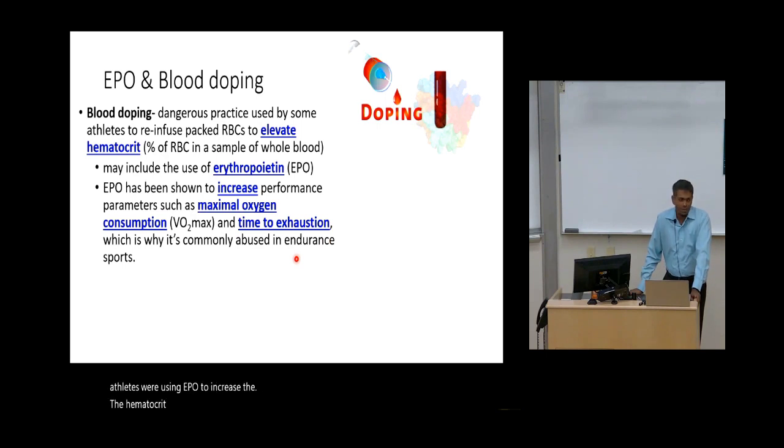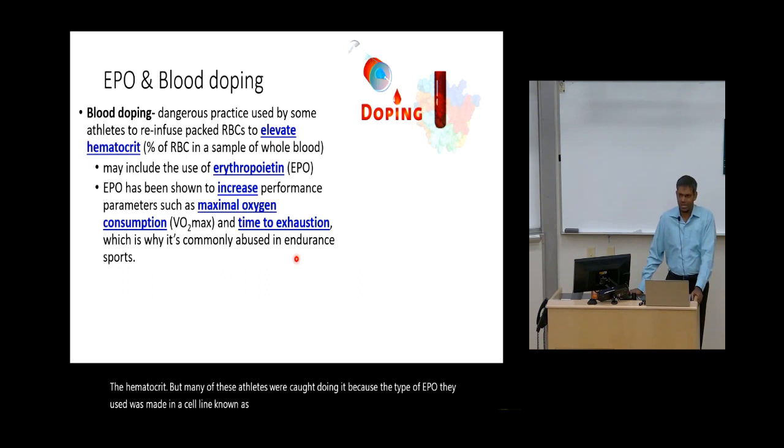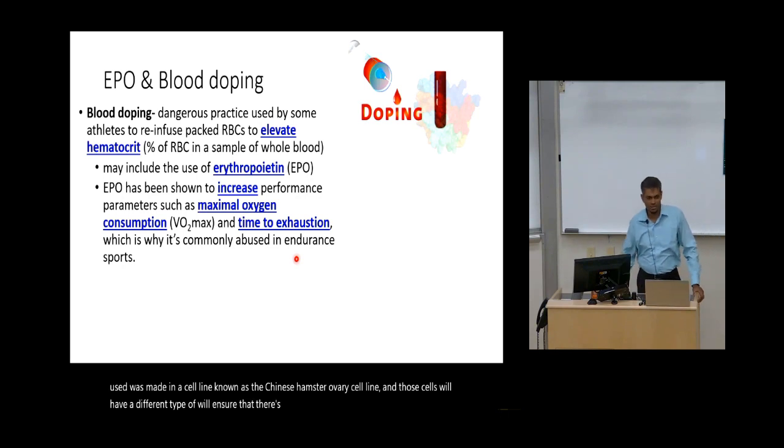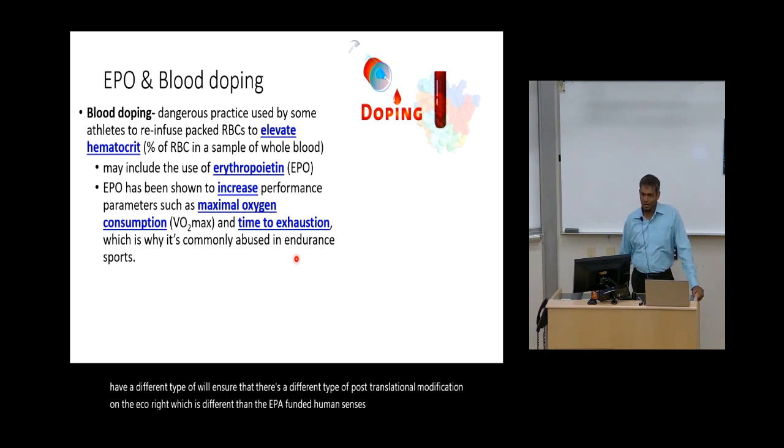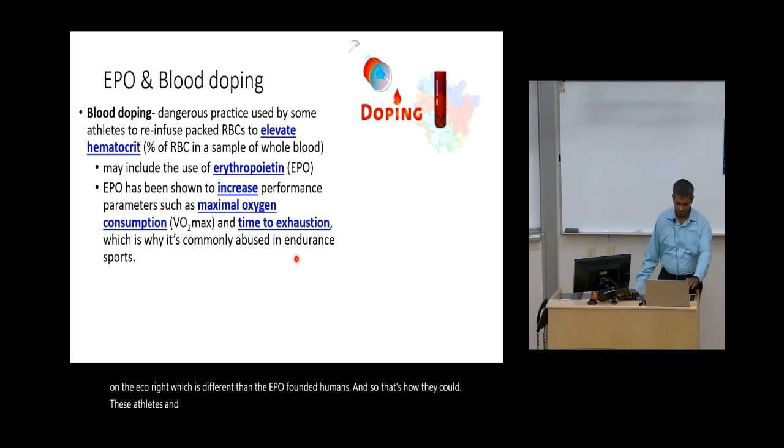hematocrit. But many of these athletes were caught doing it because the type of EPO they used was made in a cell line known as the Chinese hamster ovary cell line, and those cells will ensure that there's a different type of post-translational modification on the EPO, right, which is different than the EPO found in humans, and so that's how they could catch these athletes and ban them, right?